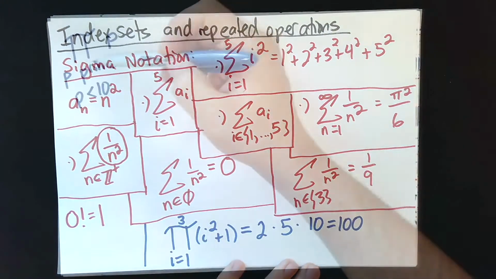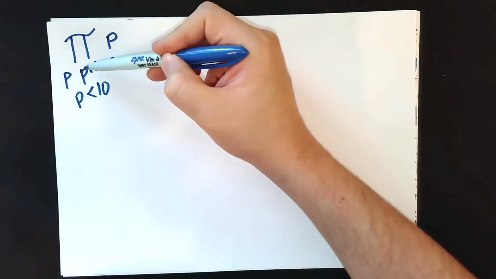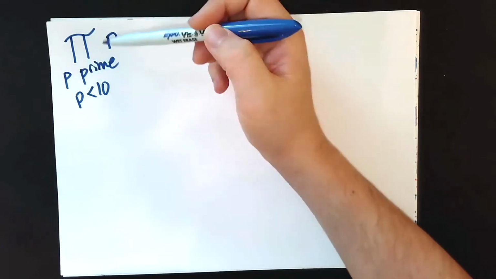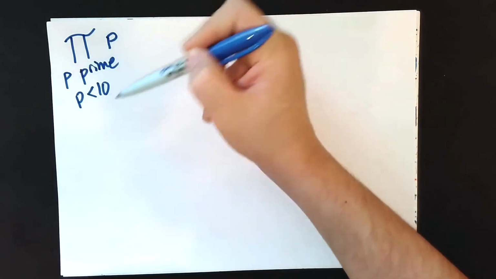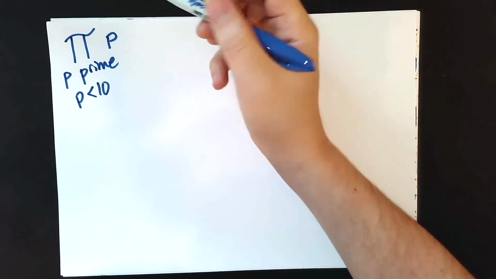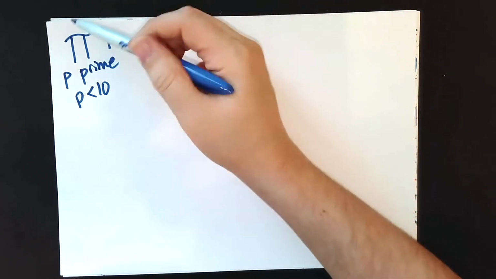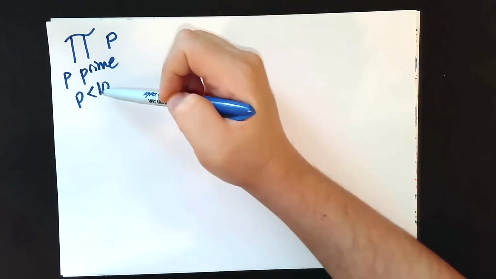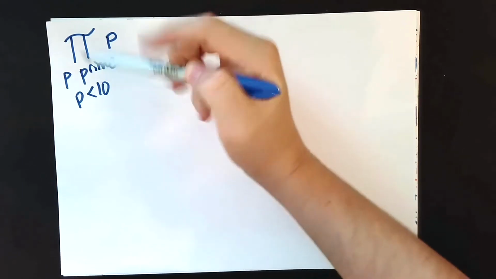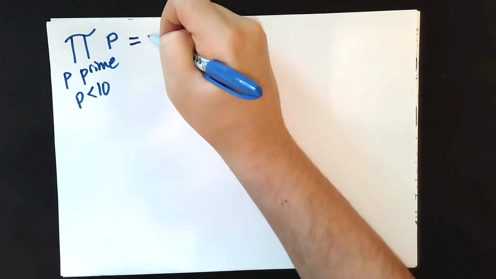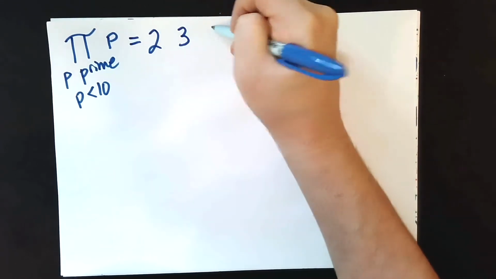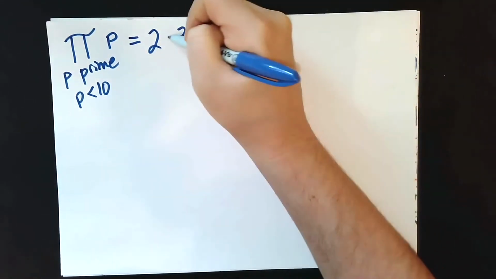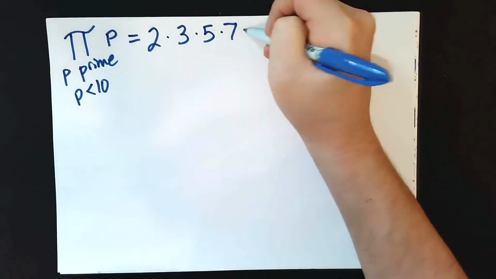Now, sometimes instead of explicitly writing a set here, sometimes you just describe the set the same way you would in set notation. So in this case, you might say something like the product across p prime, where p is less than 10. And so this is describing for you to take the numbers 2, 3, 5, and 7 and multiply them together, which will give you 210.